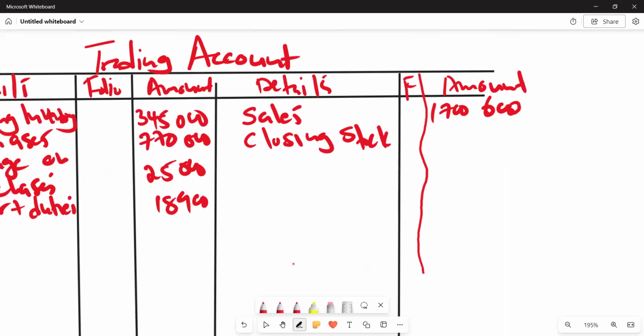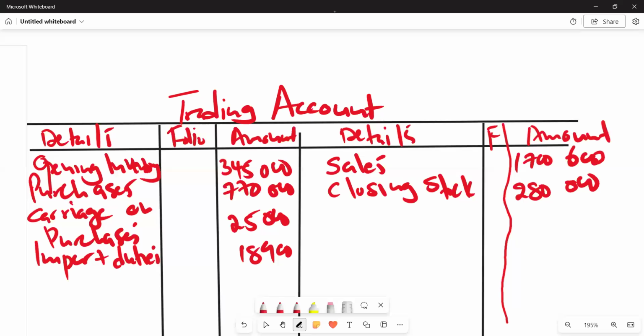And then the amount that we are supposed to get there is 280,000. Then after you've entered everything, you are supposed to balance the account. That's the next step that we want to do there. On the balancing of accounts, we are supposed to add the total of the debit and put it aside, total of the credit and put it aside, compare the two totals, and the bigger total you put in between the double lines.